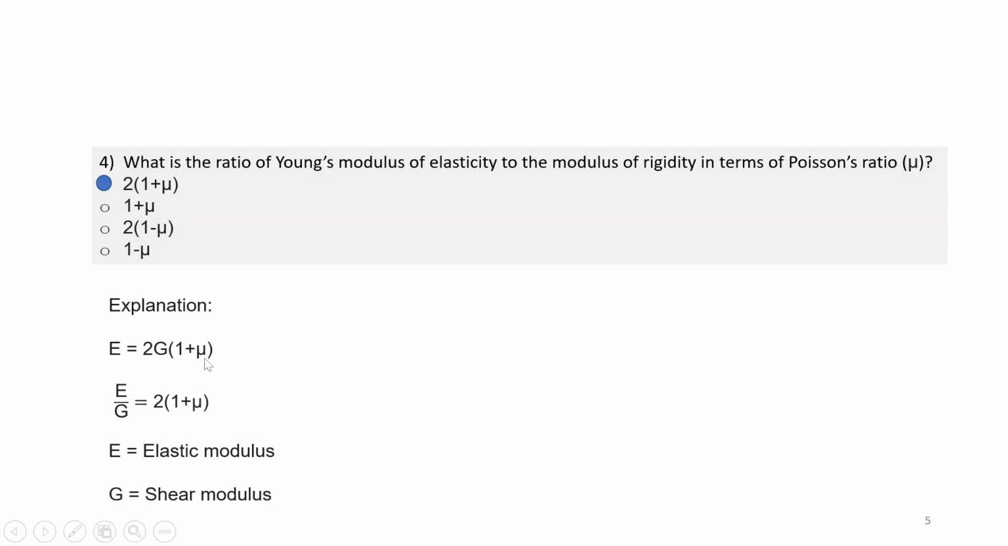In lecture slides it is given, and there are various numericals asked based on this question as well. So it can be asked in exam as well. So you should remember this particular relation. Your elastic modulus is equal to 2 times shear modulus times 1 plus Poisson's ratio. Okay, so E upon G is the ratio. It is equal to 2 times 1 plus mu. So E will be elastic modulus, G will be shear modulus.